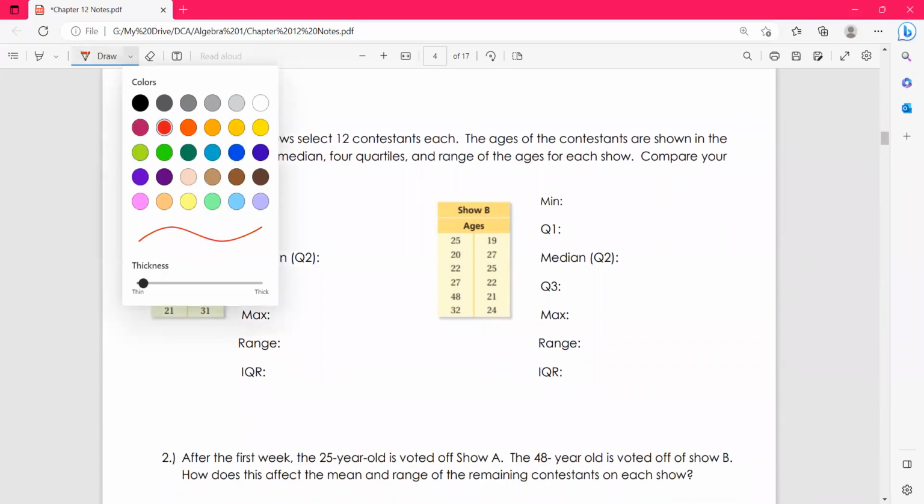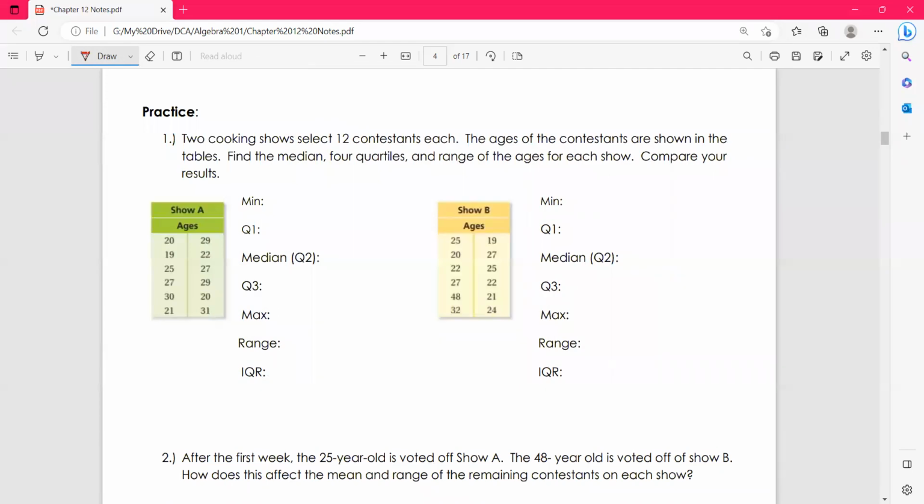Always the first thing we want to do, that's going to help us out a lot. So I've got 19 is the smallest, 19, 20, 20, 21, 22, 23, 24, 25, 27, 27, 29, 29, 30, 31. Okay, so I've got my minimum.